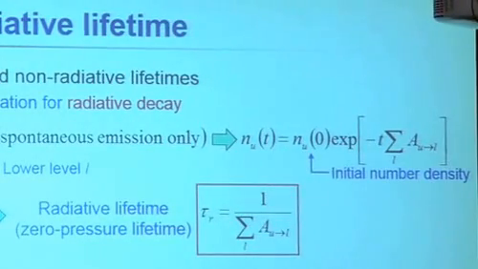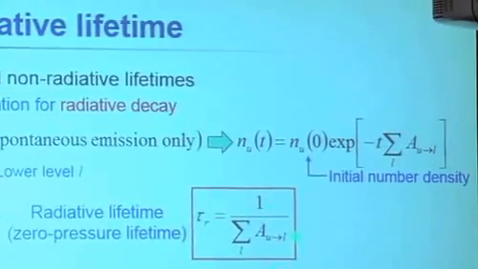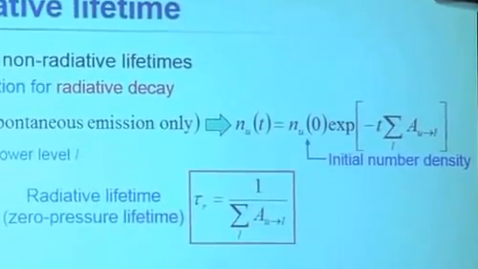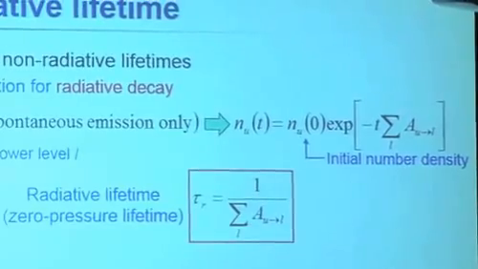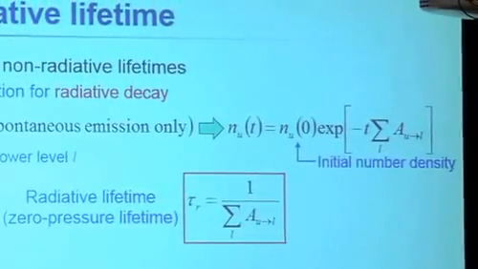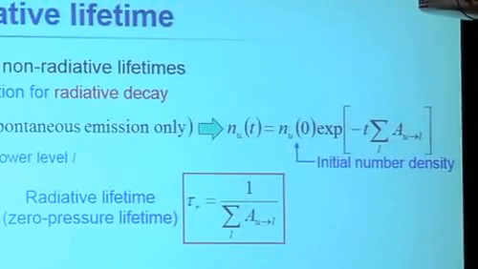So if you measure the overall decay rate, all you've got is the summation of these A's. If you wanted to look at the individual ones, you have to look narrowly and just look at the rate of decay to a given transition.